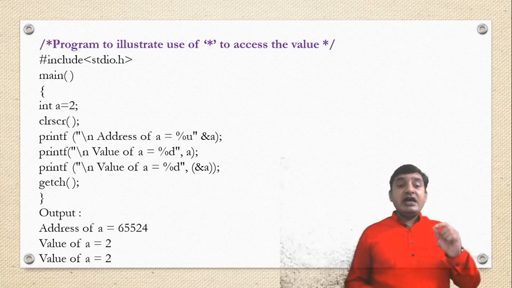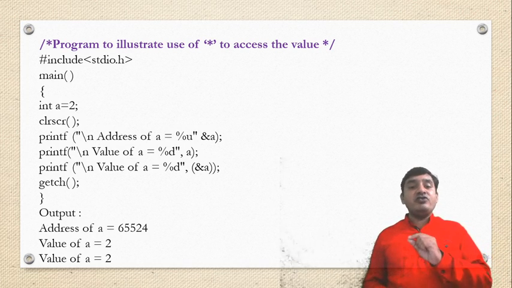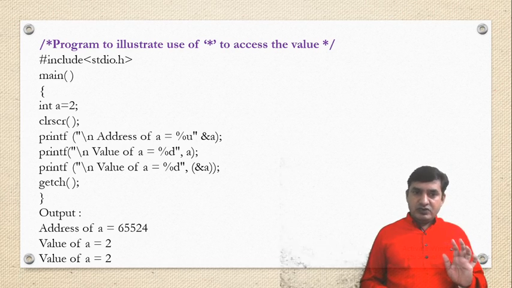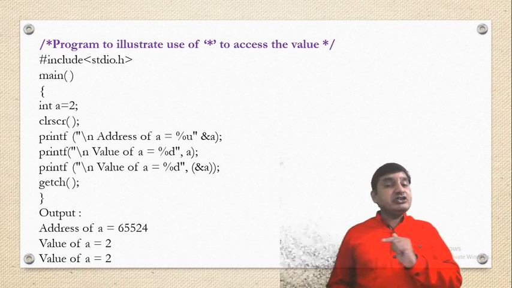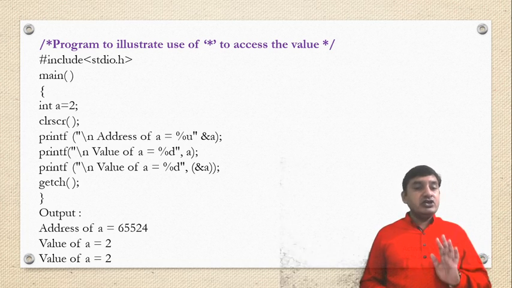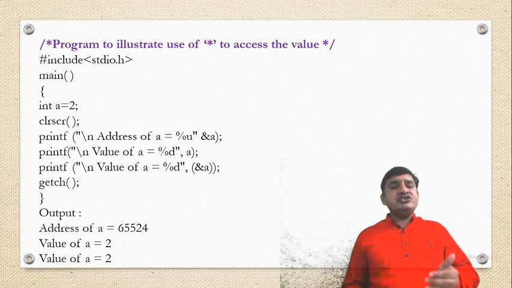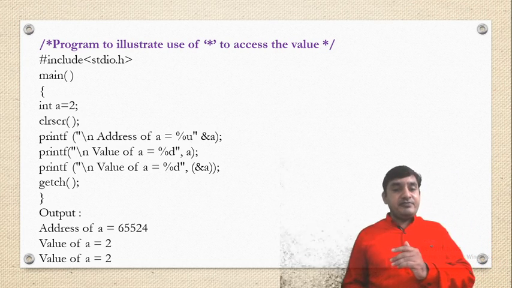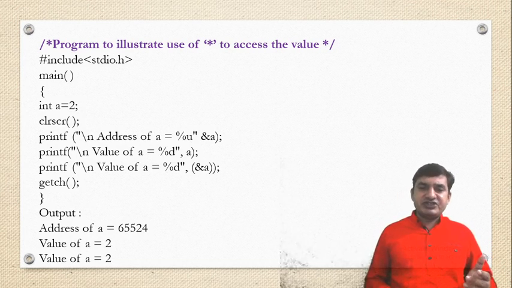The output is: address of a is 65524. This is the address. Value of a is 2. And by using the third printf function, we display the value of a, which is equal to %d.